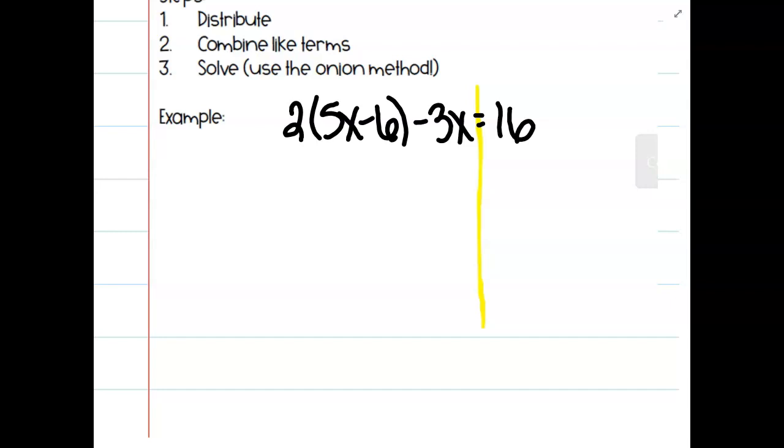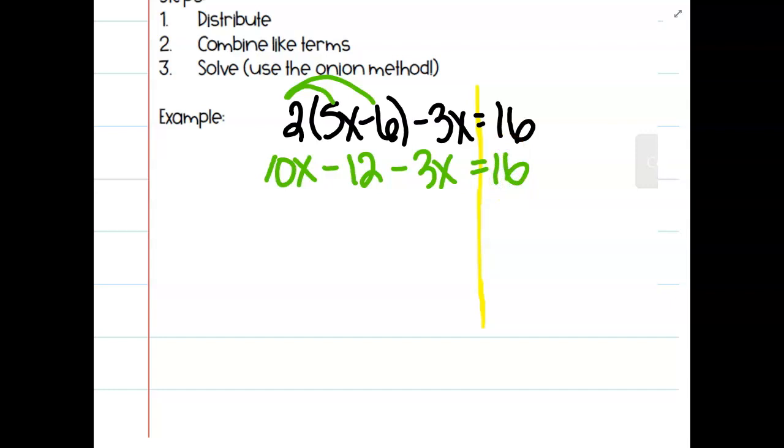How do you know you have something to distribute? Usually parentheses, right? So, 2 times the quantity 5x minus 6, you're going to distribute the 2. Now, remember, when we distribute, we are multiplying. So, 2 times 5x is 10x. 2 times minus 6 is a minus 12. Now, we're not going to distribute the 2 to the minus 3x because it's not in parentheses. So, that's just going to stay a minus 3x equals 16.